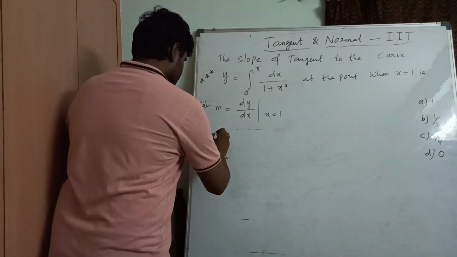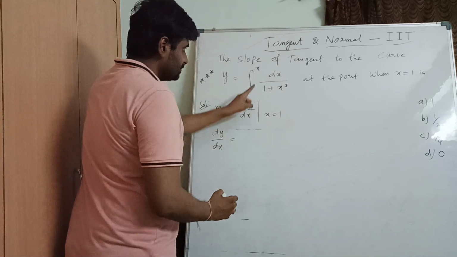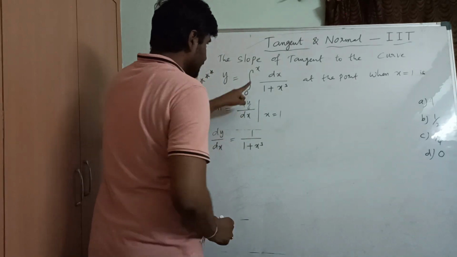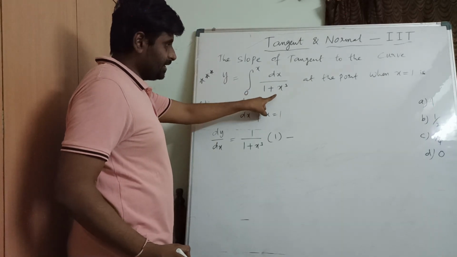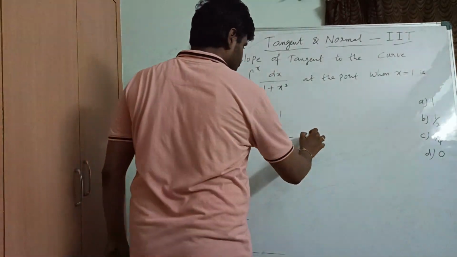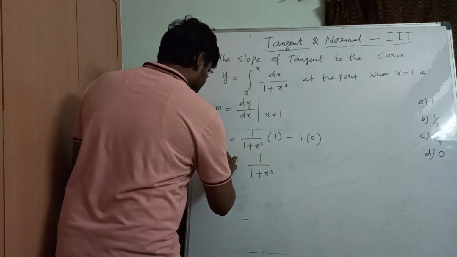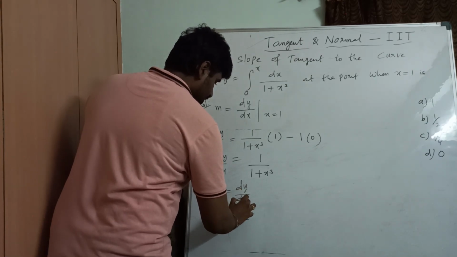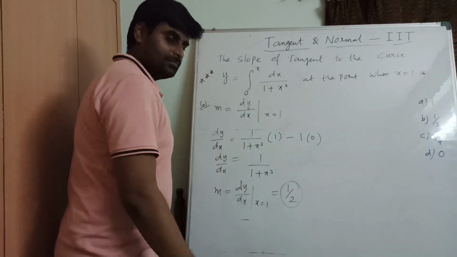Now, dy by dx: first substitute the upper limit, x same only, 1 by 1 plus x cube into derivative of x, which is 1, minus substitute the lower limit, 1 by 1 plus 0, which is 1, and the derivative of the lower limit is 0. So finally did you get the same function back? So this is dy by dx. Now substitute x equal to 1, we will get the slope. It is very easy. Done. So what is the answer now? 1 by 2. That's it.